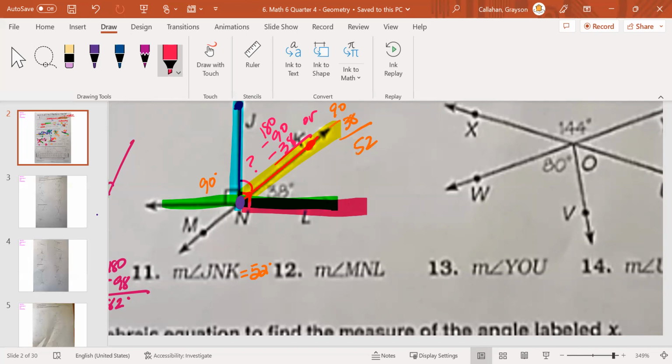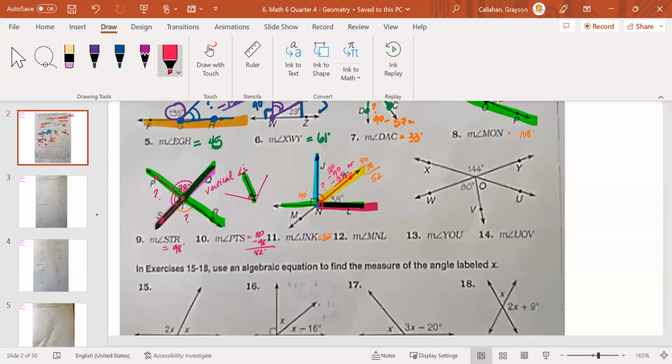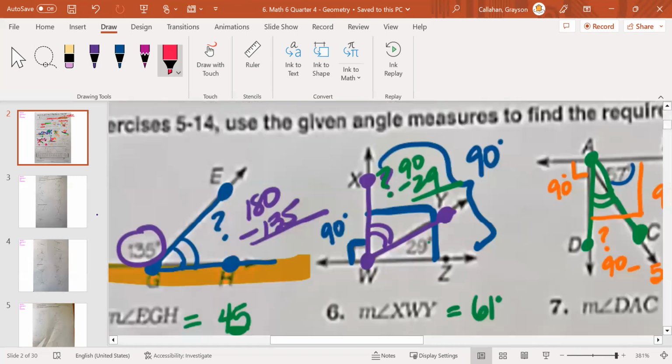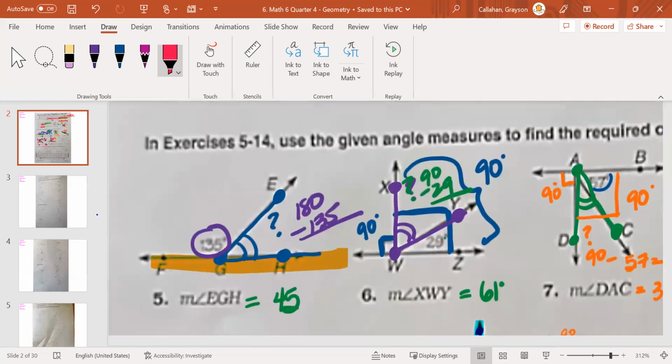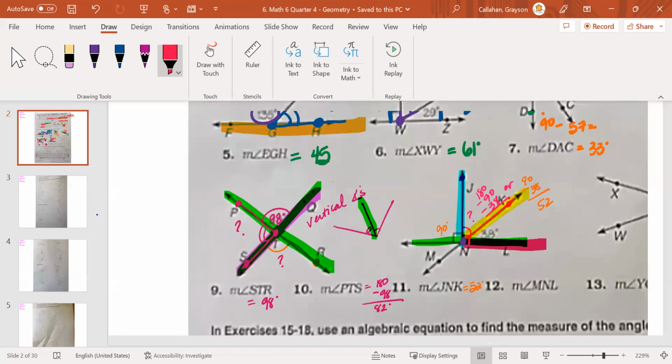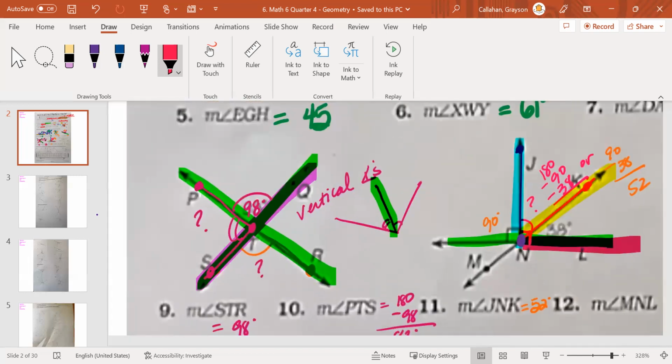Then why didn't number 5 count? What do you mean? The last question that we did, number 5? This is number 5, or number 9. Okay? Why wasn't that adjacent? It's not adjacent because they're opposite angles. You're talking about this angle here and this angle here. They're opposite angles. They're vertical angles because they form the X. Okay.